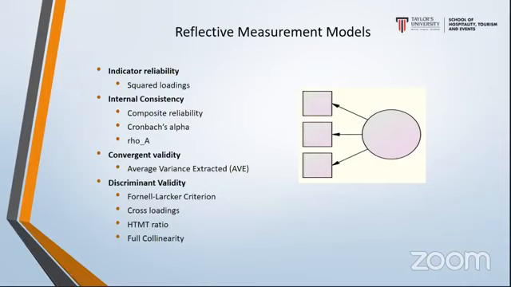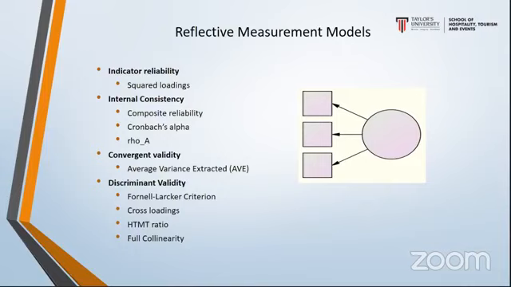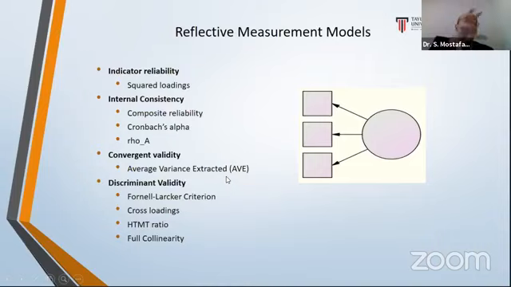Another criterion for assessment of a reflective construct is average variance extracted. We need to assess convergent validity after establishing indicator reliability and construct reliability. Convergent validity can be assessed based on AVE, and it should be higher than 0.5, meaning 50% of the variance of the construct is explained by its items.